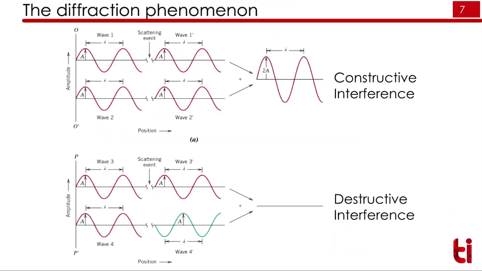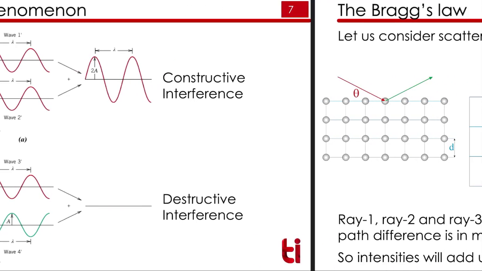Now if you observe, when two waves have the same path difference, they will superimpose each other, and that we call constructive interference. If two waves do not have the same path difference, they will have destructive interference, and the signal will be very weak or there is no signal at all. So if you have constructive interference, you have a signal from the sample. If you have destructive interference, you don't have any signal from the sample.